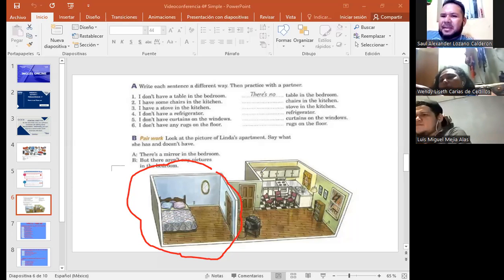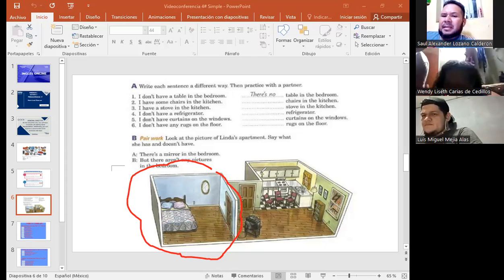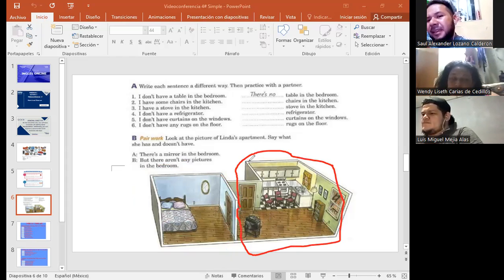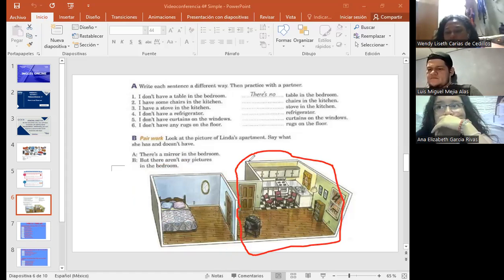Okay, good. There are three chairs in the kitchen. There is a door. There is a lamp in the bedroom. There is a television in the living room. Okay. In the red one, there is a lamp. Television, notebook. Pictures. There are two windows. There are chairs. Three chairs.